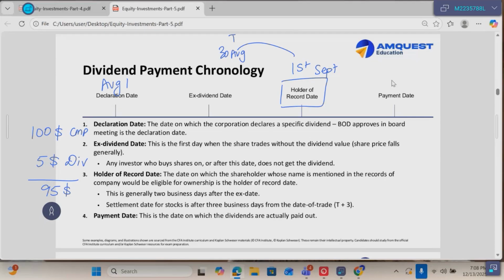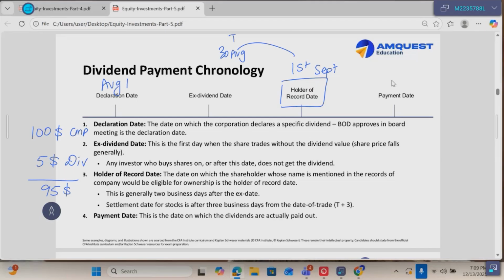Holder of record date. The date on which the shareholders whose names are mentioned in the records of the company are eligible for ownership is the holder of record date. It is generally 2 business days after the ex date. So if the ex date is 30th August, 2 business days later are 31st and 1st, which is 1st of September. That becomes your record date.